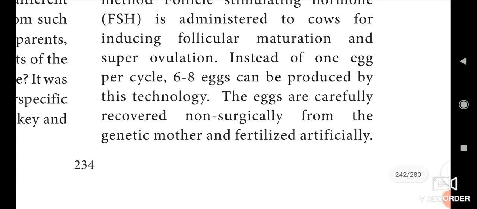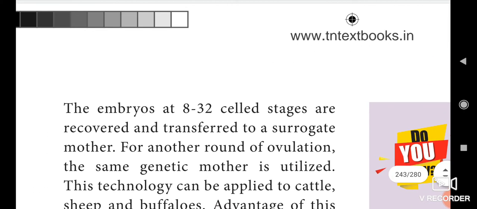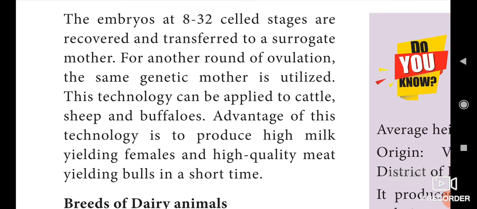Okay, then the eggs are carefully recovered non-surgically from the genetic mother and fertilized artificially. Then the embryos at 8 to 32 celled stage are recovered and transferred to a surrogate mother, while the same genetic mother is utilized for another round of ovulation. This technology can be applied to sheep and buffaloes. The advantage of this technology is to produce high milk yielding females and high quality meat yielding bulls in a short time. Cows that give more milk are produced through this method. Okay, then next we see about the breeds of dairy animals.